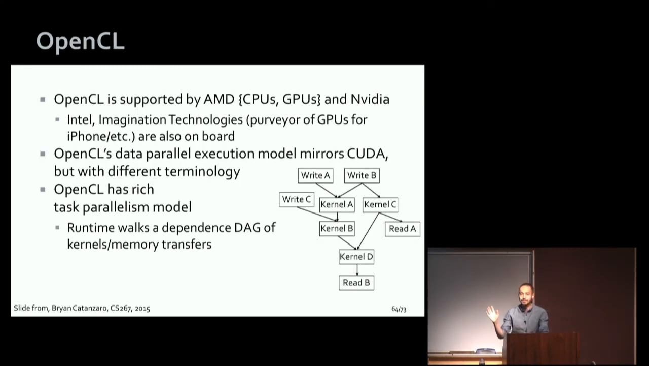Then we have OpenCL. So first there was CUDA, then about a year after, there was OpenCL. There are two major companies that make GPUs: NVIDIA and AMD. And for AMD, you have to write in OpenCL.